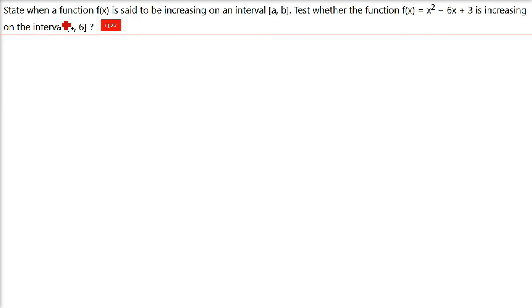State when function f(x) is said to be increasing on interval a, b. Test whether this function is increasing on the interval 4, 6. So the definition is simple. f(x) is said to be increasing in the interval a and b if f dash x, the differentiation has to be taken. Without differentiation, you won't be able to tell if it is increasing or decreasing. So the f dash x in this interval a, b has to be greater than 0. It's not that it is increasing somewhere and decreasing somewhere between a and b. It has to be increasing always between a and b.